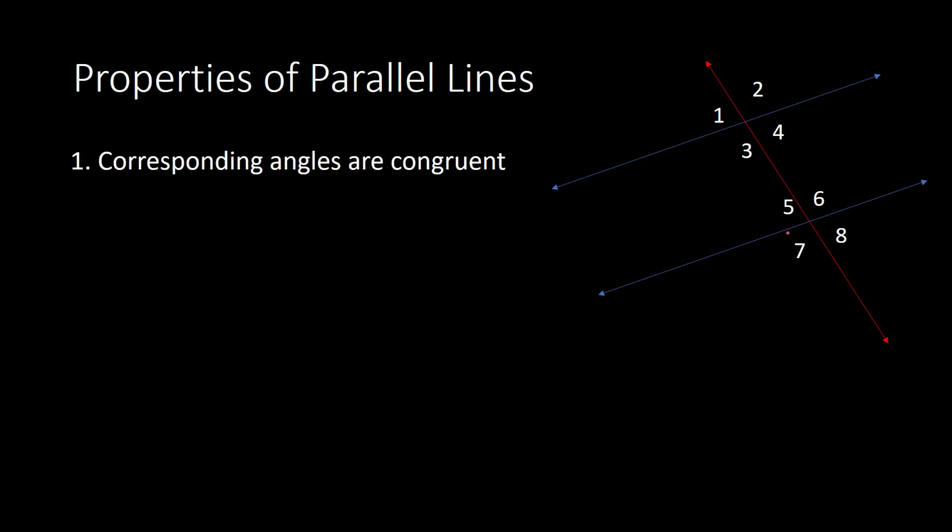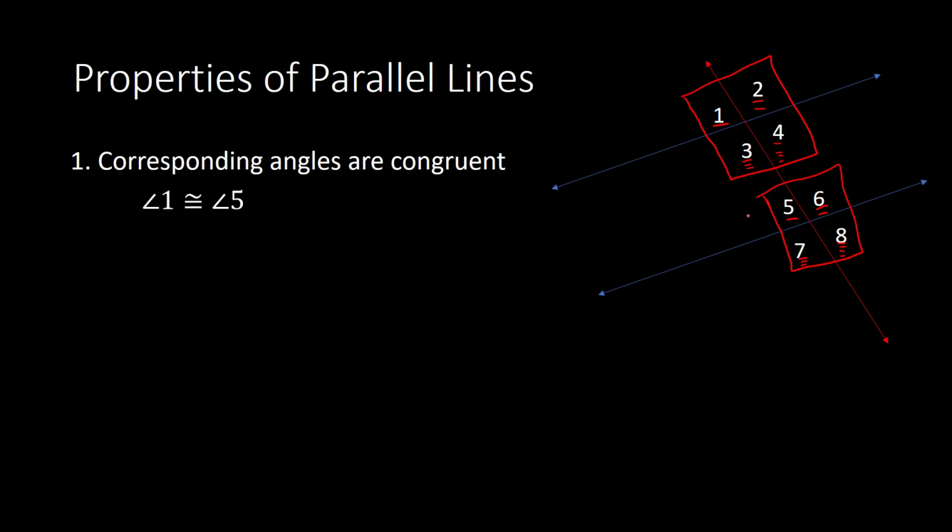And the first property is that the corresponding angles are congruent. Now remember, corresponding angles are the angles that are in corresponding position. So for example, we see up here we have a group of angles, and then down here we have another group of angles. So the corresponding angles would be such as angle 1 and angle 5, because those are both in the top left corner. Angle 2 and angle 6 are corresponding, angle 3 and angle 7 are corresponding, and then angle 4 and angle 8 are corresponding. So those angles that are corresponding are going to be congruent.